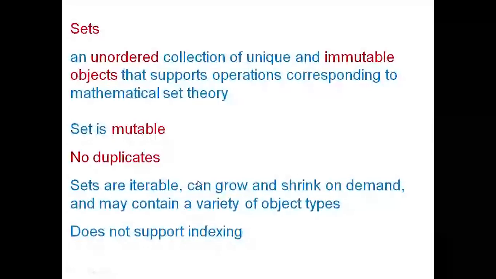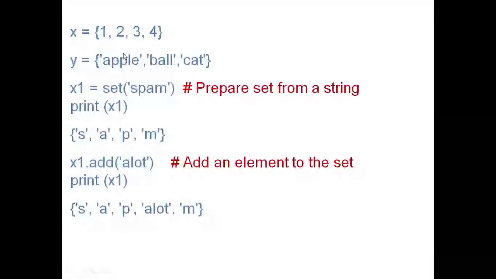Sets for I triple, you can take one by one. It can also grow or shrink on demand and may contain a variety of objects. It's going to be heterogeneous. You can have one element to be an integer, another element to be a string or set, or list or anything. We will discuss tuples. It does not support indexing. Similar to a dictionary, this data structure also does not support indexing because it is unordered. If a collection is unordered, then it will not support indexing.